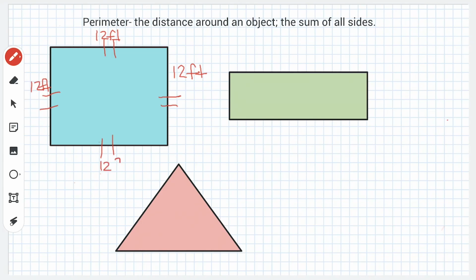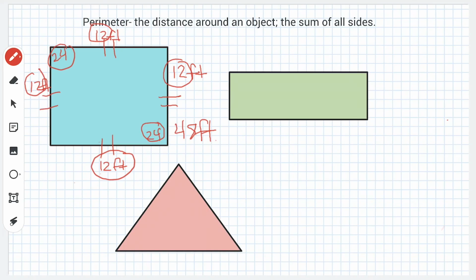If perimeter is the sum of all the sides, what am I going to have to do with the length of each side to find the perimeter? That's right. I'm going to have to add them together. 12 plus 12 is 24. 12 plus 12 is 24. When I add 24 and 24, I get 48 feet for the perimeter of this square.